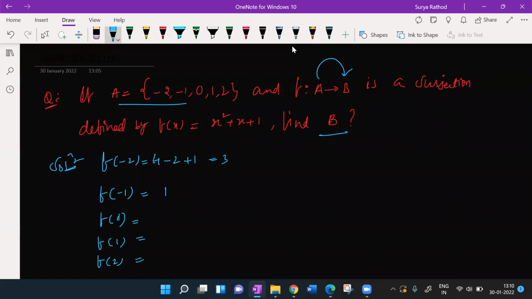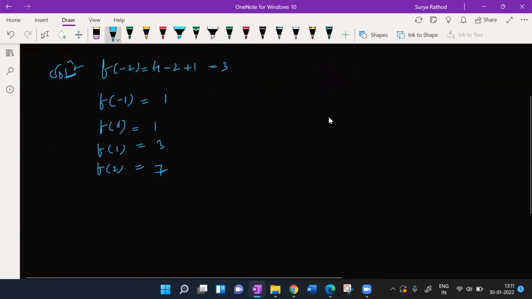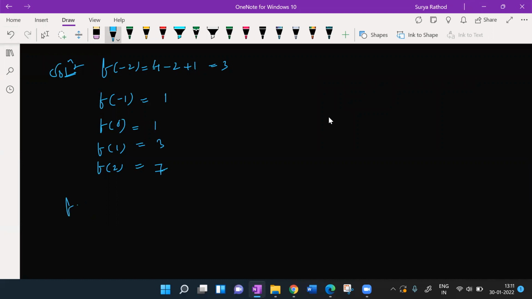Yes, sir. Okay. Here 1, 3, 1, 3, 7. Am I clear? So what is B here? Function is mapping from A to B, right? With the help of A elements, I'm writing B. So B is equal to what? 1, 3, 7. So you can't repeat the elements.